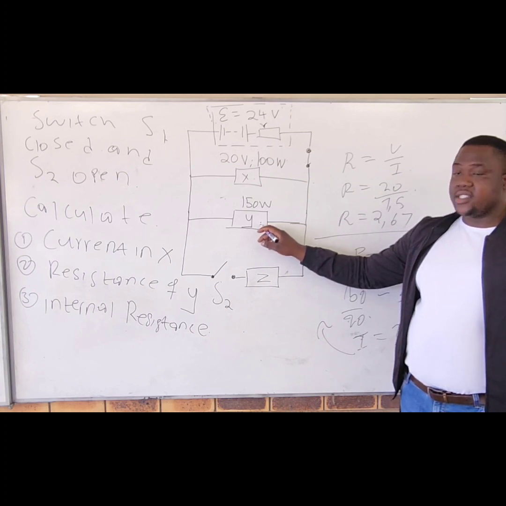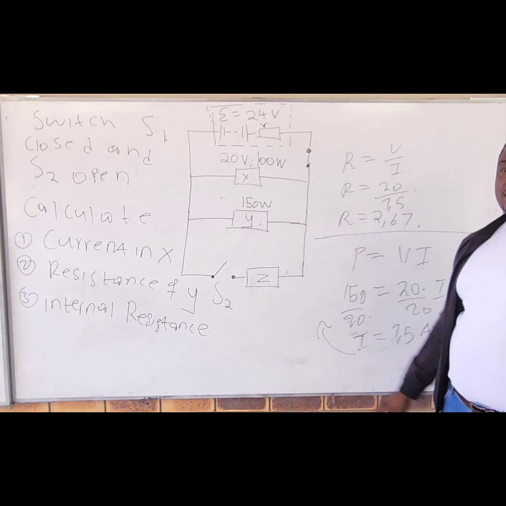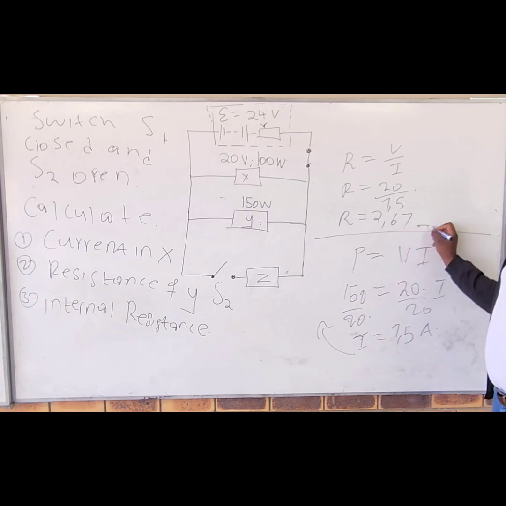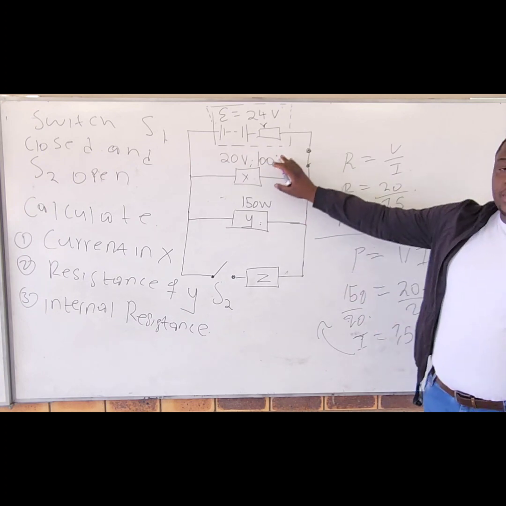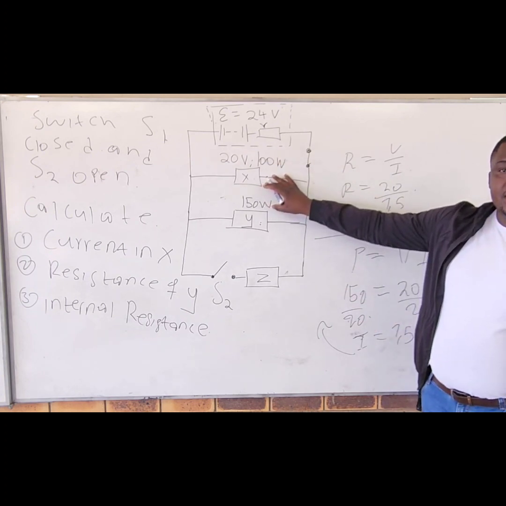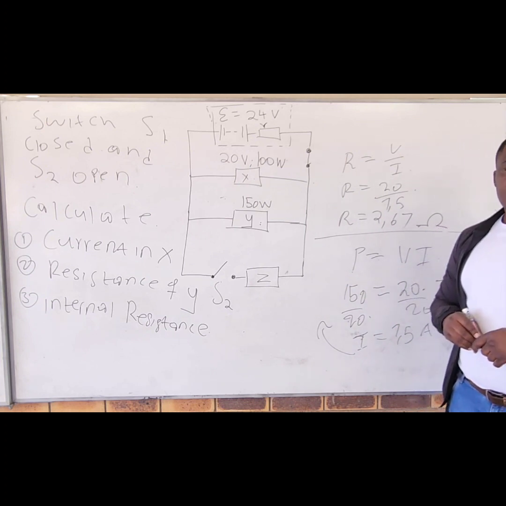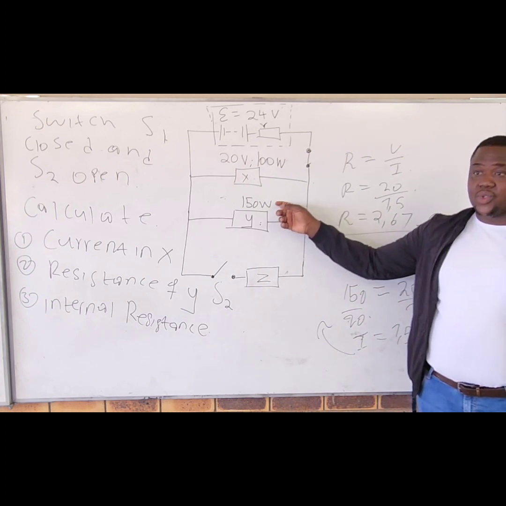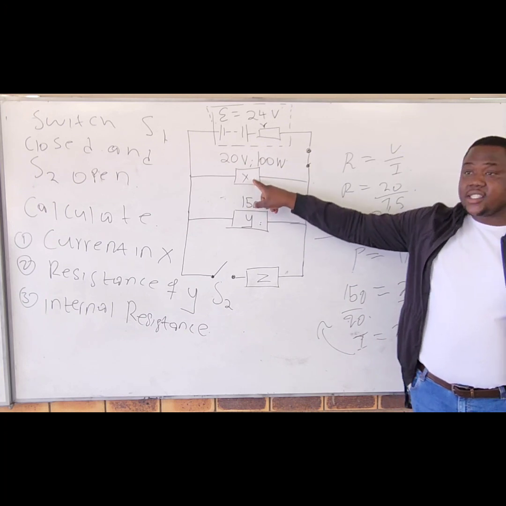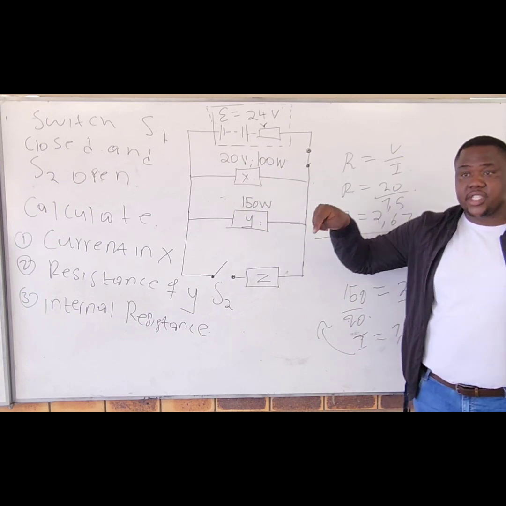The resistance that is here is 2,67. So we got 2,67 ohms, right? Okay, tell me, can we be able to know the total current in this circuit? If we want to know the total current in this circuit, what do we do? We add the current that is here and the current that is here. It will be the total current.